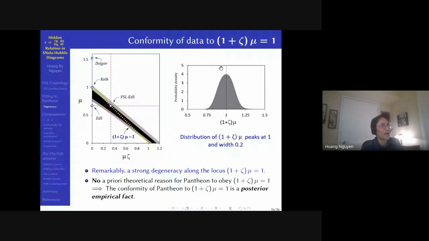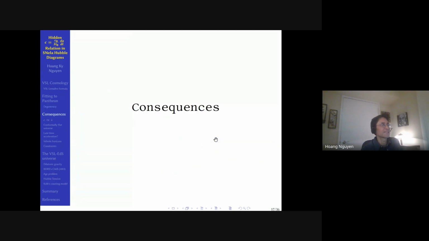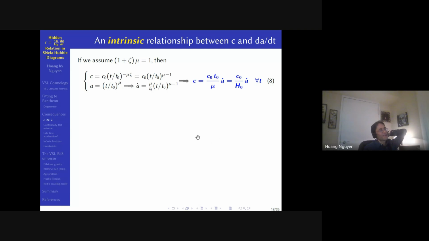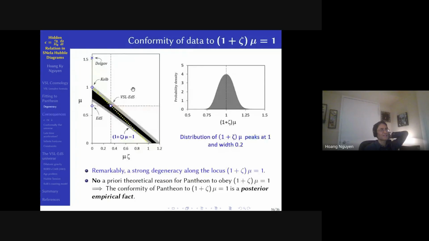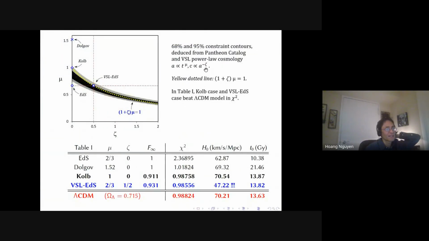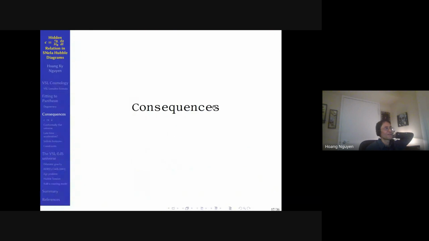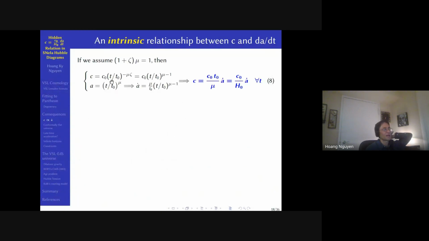So what can we do with this? We have a conformity related to that. Nice. Now, if we assume 1 plus zeta mu equal to 1, then we see from here, because of C proportionality, right? Again, let us take C equal to A to the power of zeta, right? But A is proportional to T to this power, so we plug A into here. What we get is C proportional to A to the minus zeta mu. But zeta mu equals mu minus 1, right? Because from this relationship, we have that.